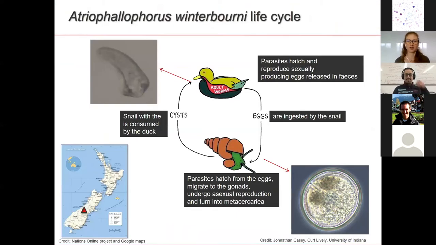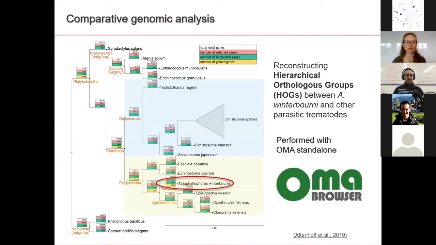So our focal organism is Atriophallophorus winterbourni. It's a trematode worm that is native to the South Island of New Zealand. It alternates between two hosts in its life cycle, an aquatic snail, Potamopyrgus antipodarum, and so after sequencing the reference genome, we carried out a comparative genomic analysis of our focal trematode to other trematodes using OMA standalone. OMA is a software for inference of hierarchical orthologous groups of genes shared between species and establishing phylogenetic relationships between species. And that's what we did for the trematodes.